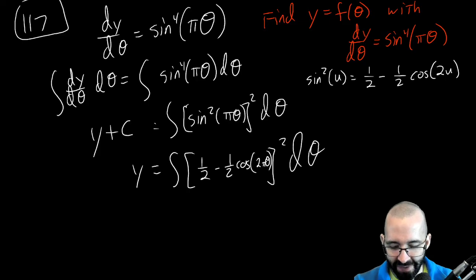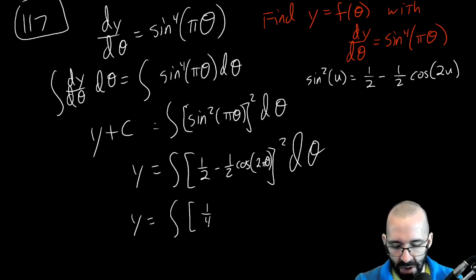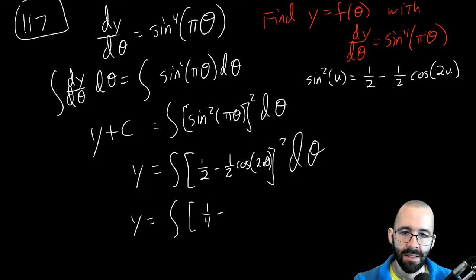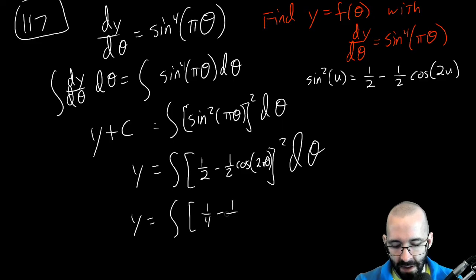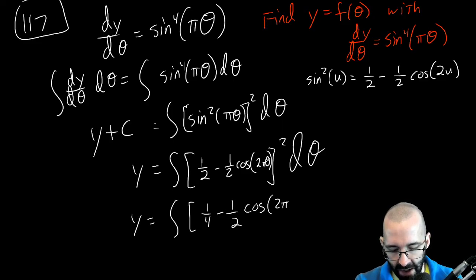Let's keep simplifying. So y is going to be the integral. Let's FOIL it out. 1/4 minus their product is 1/4, and then double the product is 1/2 minus 1/2 cosine of 2 pi theta plus the last thing squared.